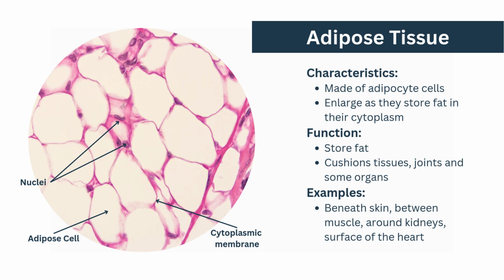Adipose tissue, or fatty tissue, is composed of adipocytes. This fatty tissue enlarges as it stores fat droplets. They cushion joints, tissues, and some organs. They can be found beneath the skin, between muscles, around the kidneys, the surface of the heart, and around some joints.